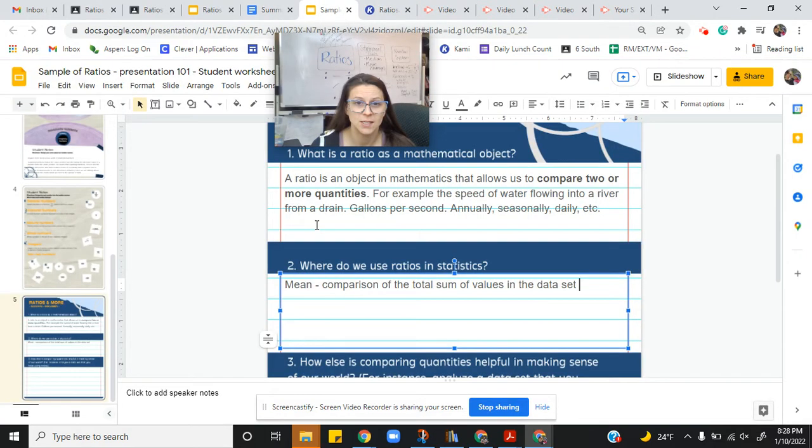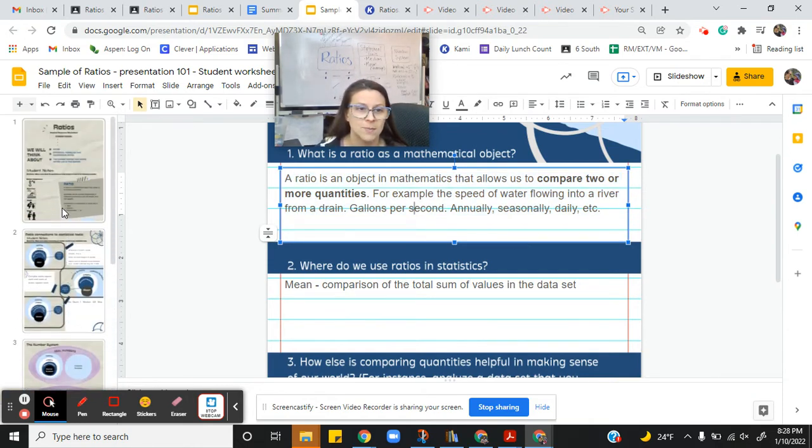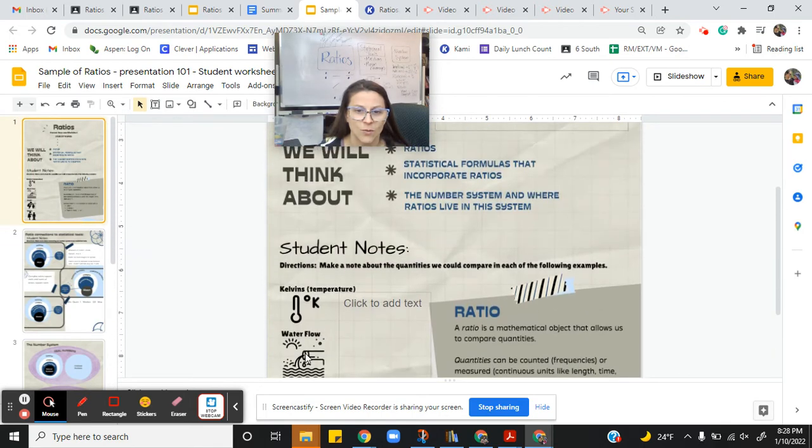In your student sample response, I went with something like: a ratio is an object in mathematics that allows us to compare two or more quantities. For example, the speed of water flowing into a river from a drain, taking us back to this imagery here, the water flow.